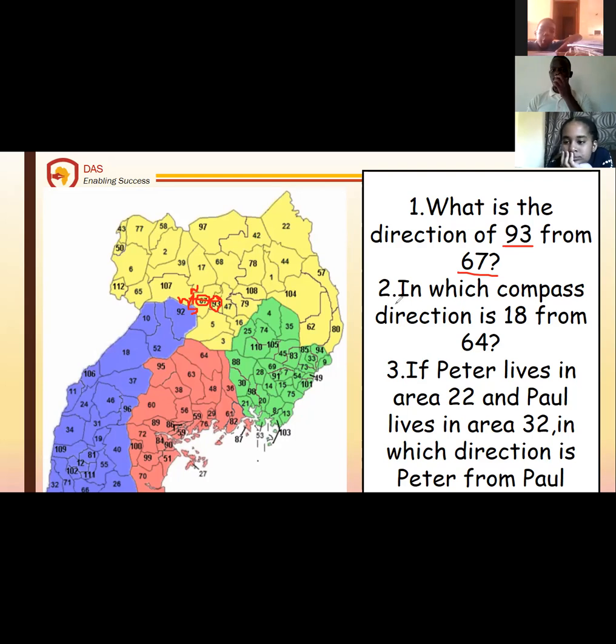Number 2 says, in which compass direction is 18 from 64? That means when we are at 64, what is the direction of 18? When we are standing at the place called 64, in which direction do we see 18? That's the meaning of this question.